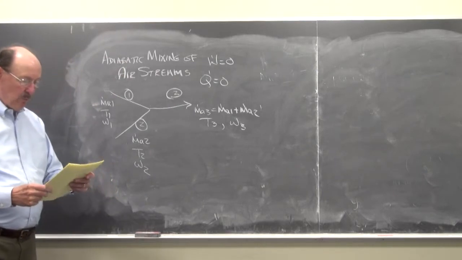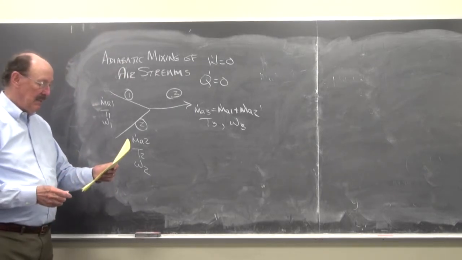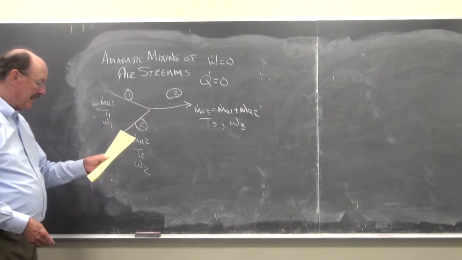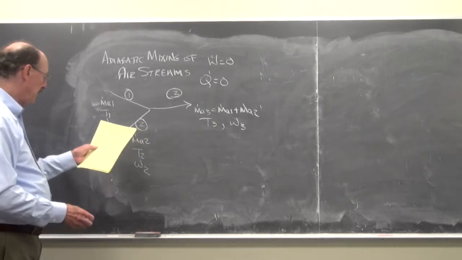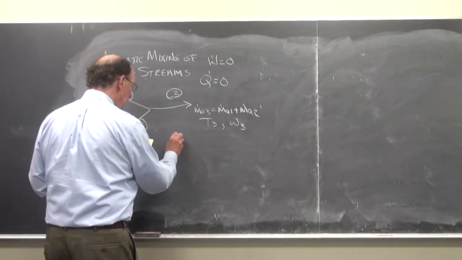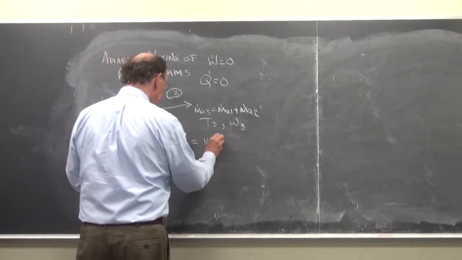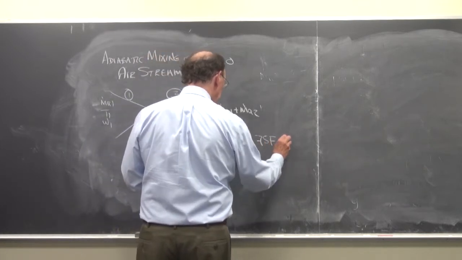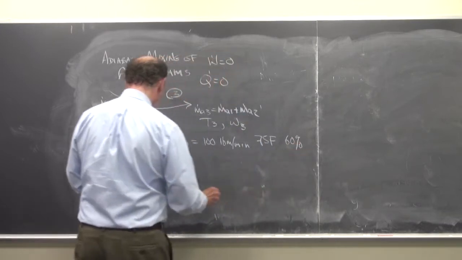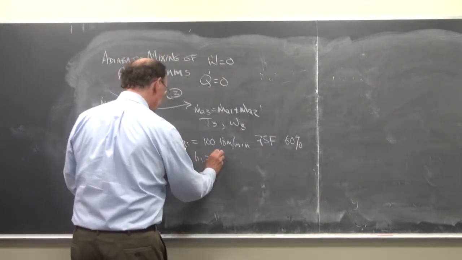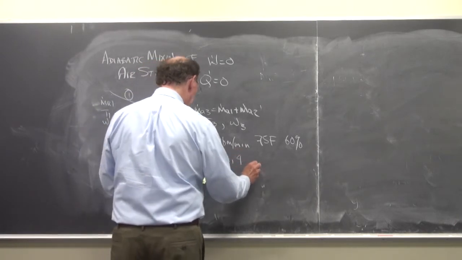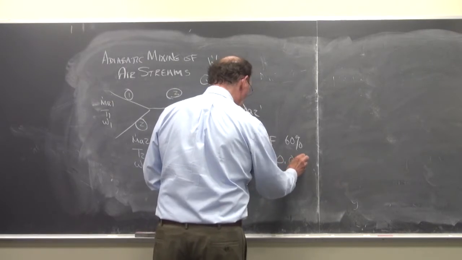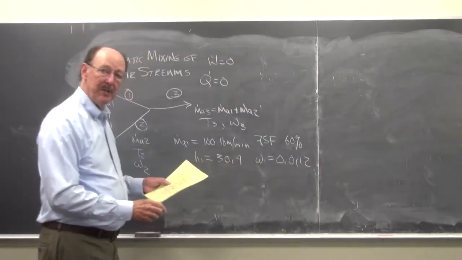We're just mixing the streams together. So let's mix two streams. I'll give you the information about them, we'll find out the values, and see what this looks like. Let's say that m dot A1 is equal to 100 pounds mass per minute at 75 degrees Fahrenheit and 60% relative humidity. We have H1 is equal to 30.4 BTUs per pound mass, and omega 1 is equal to 0.0112.